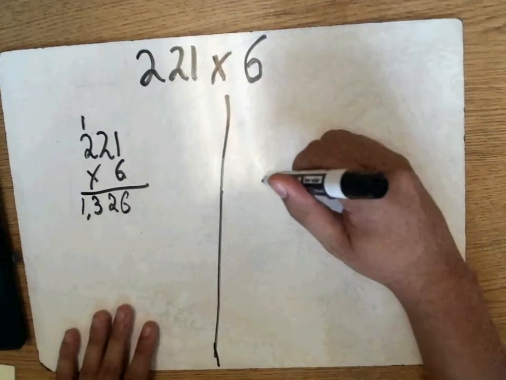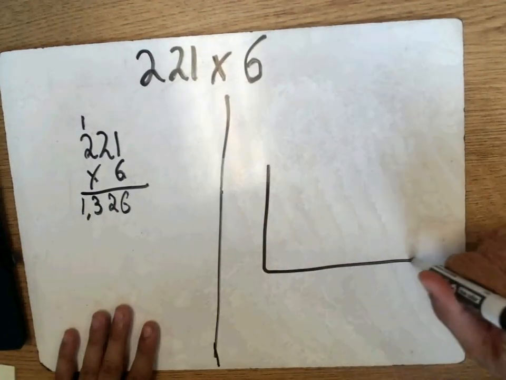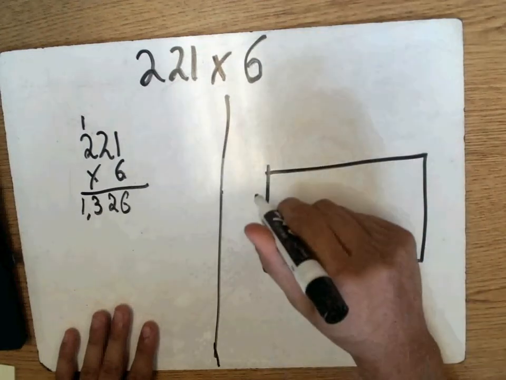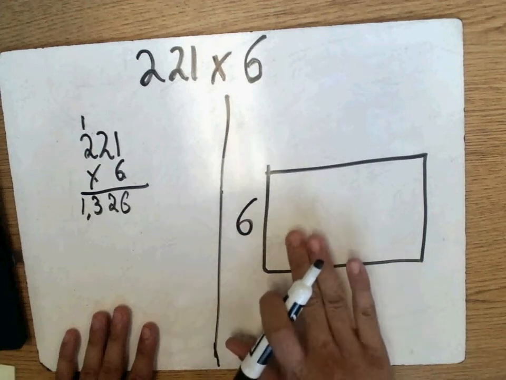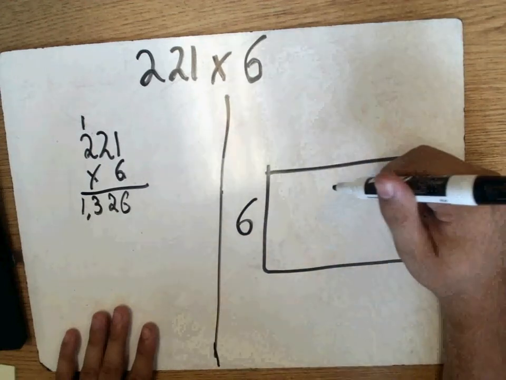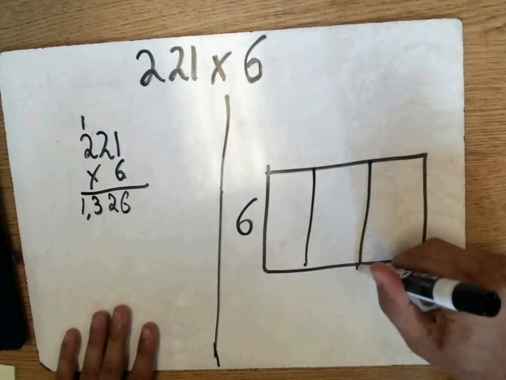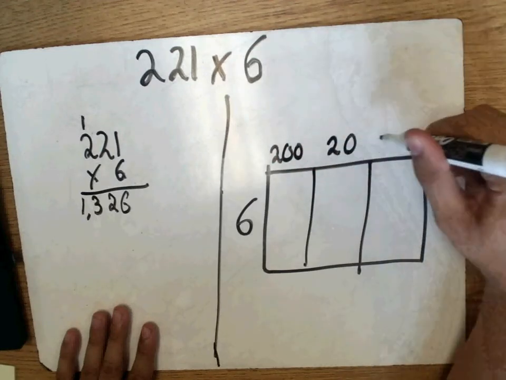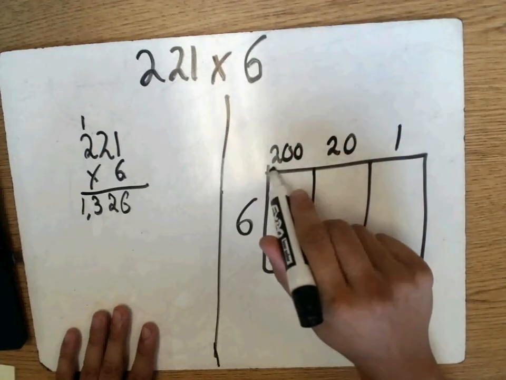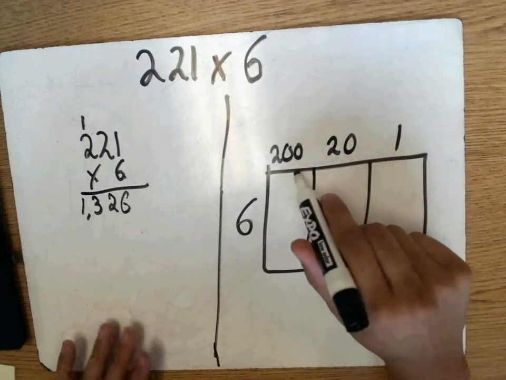So for the area model, I'm going to come over here. I'm going to draw my box. On my left-hand side, I'm only going to need the 6. I'm not going to need to split it horizontally, but vertically I'm going to split it into 3. I'm going to have 200, 20, and 1.